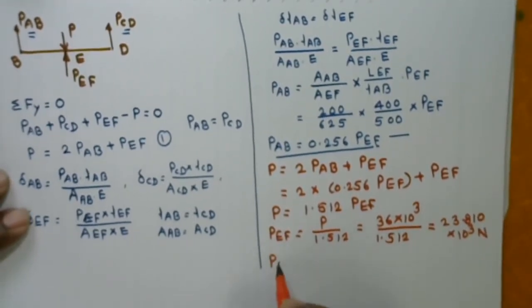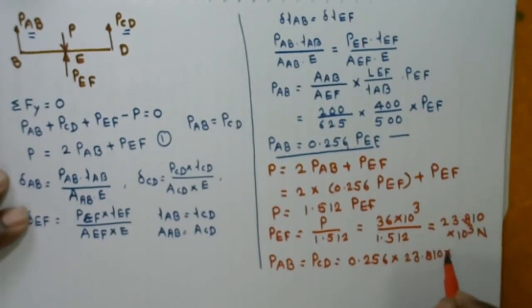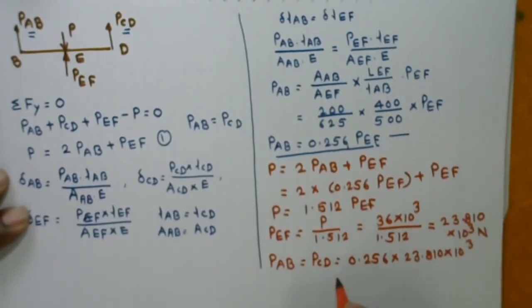So PAB is equal to PCD is equal to 0.256, according to that equation, into 23.810 into 10 raised to 3. So that value is 6.095 into 10 raised to 3 Newton.